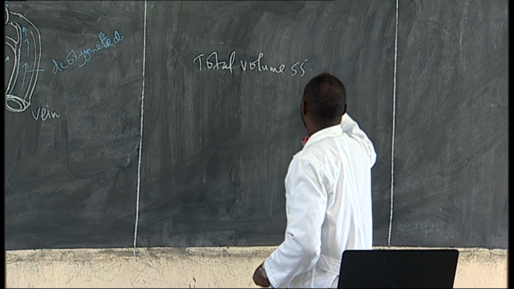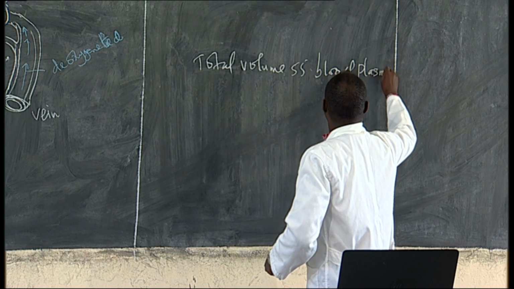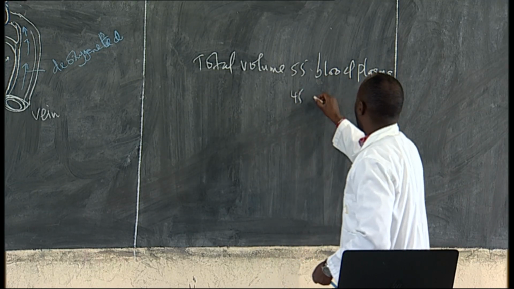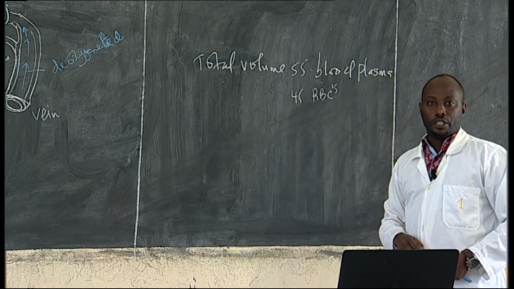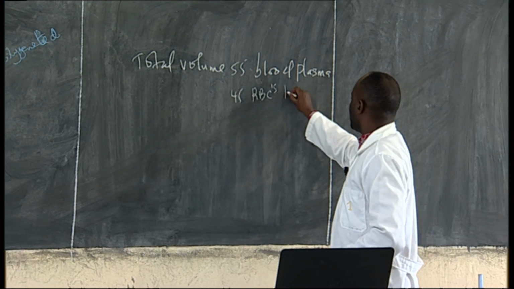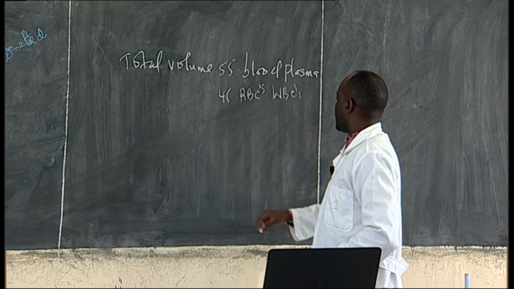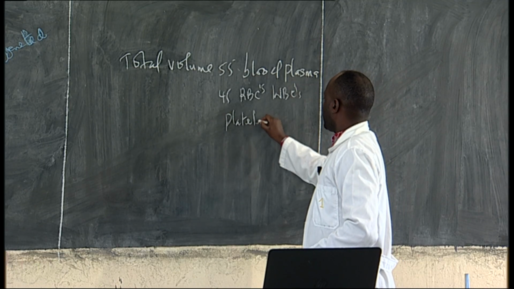Of the total volume of the blood, 55% is blood plasma, and the remaining 45% has RBCs, which are red blood cells, WBCs, which are white blood cells, and also the platelets.